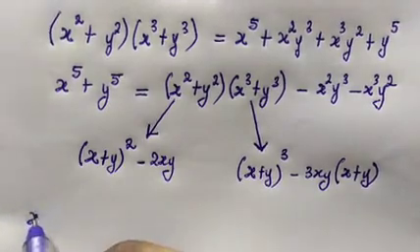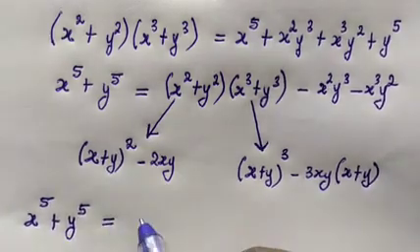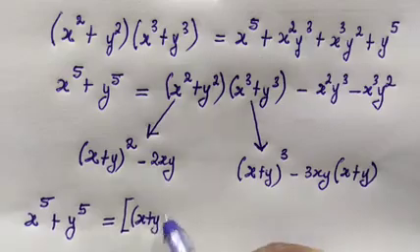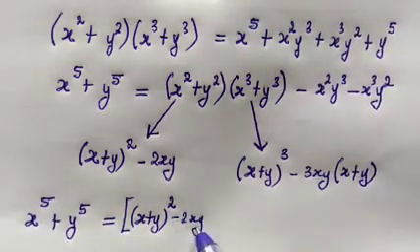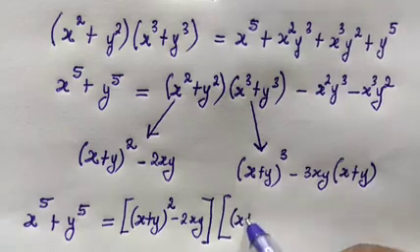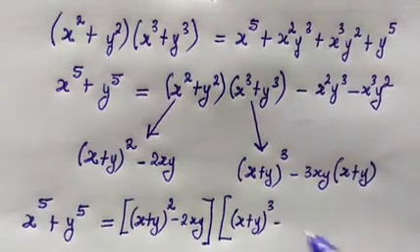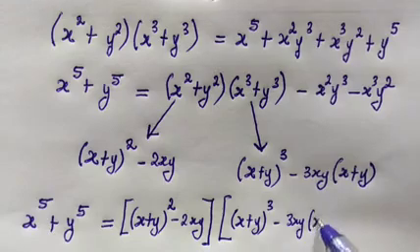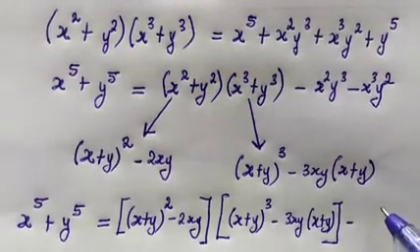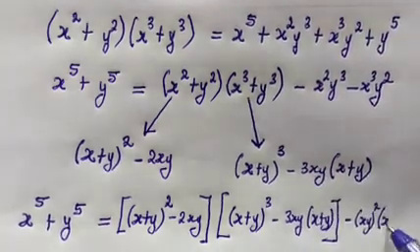So therefore, x to the power of 5 plus y to the power of 5 is going to be equal to, here we open a bigger bracket, (x plus y) whole squared minus 2xy, then multiply by the one for the sum of two cubes, which is (x plus y) whole cubed minus 3xy into bracket (x plus y). And again, if you subtract x squared y squared, that is (xy) whole squared, then we're left with x plus y.